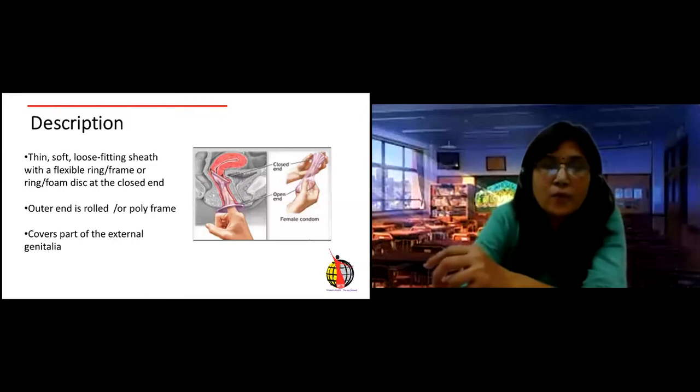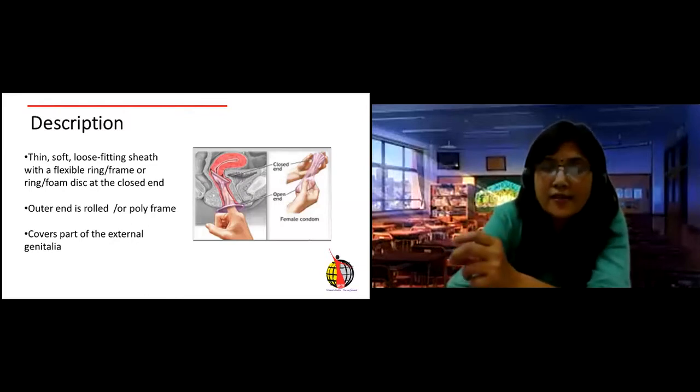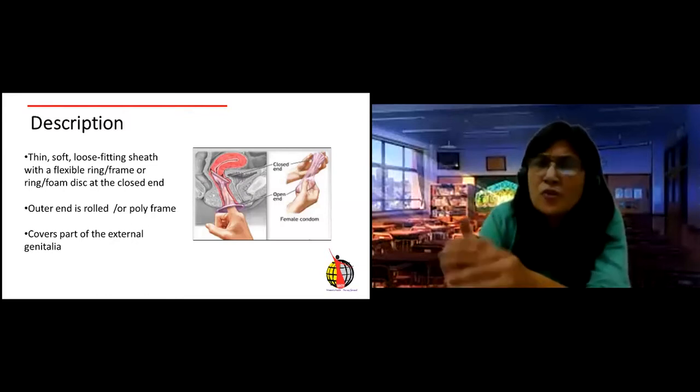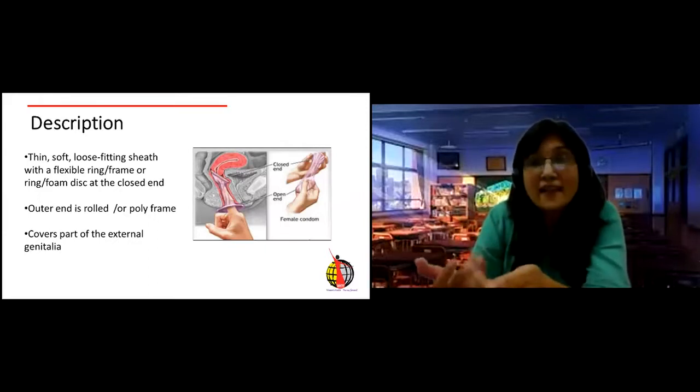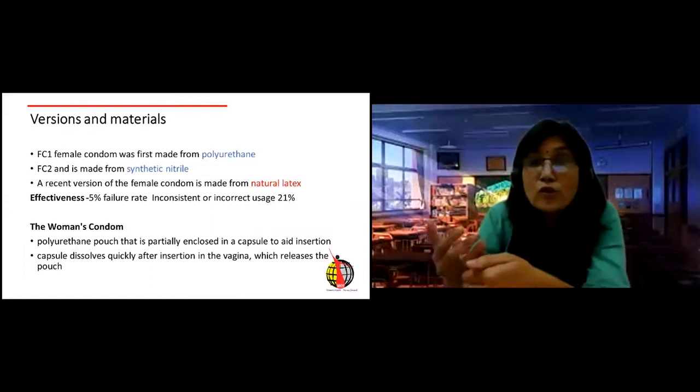You should also know that the female condom covers part of the external genitalia. So these are certain problems. Because it is visible to the male, it may not be acceptable. And you should also note that there are various generations.